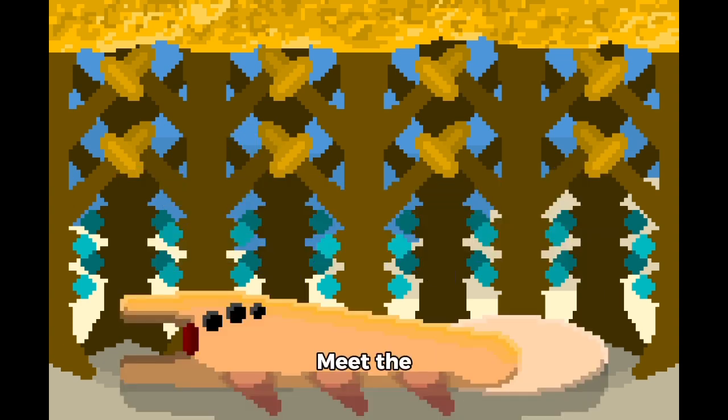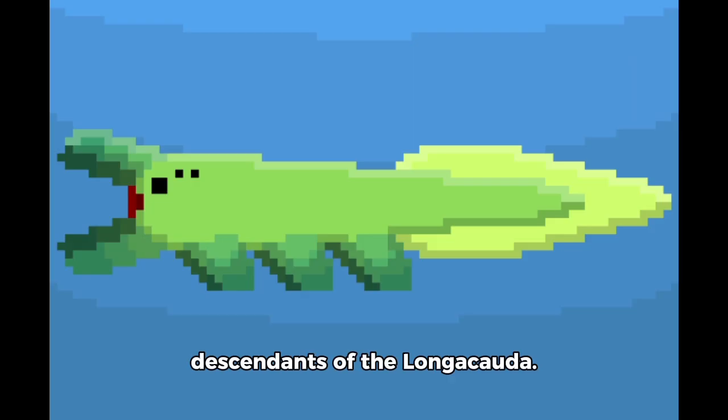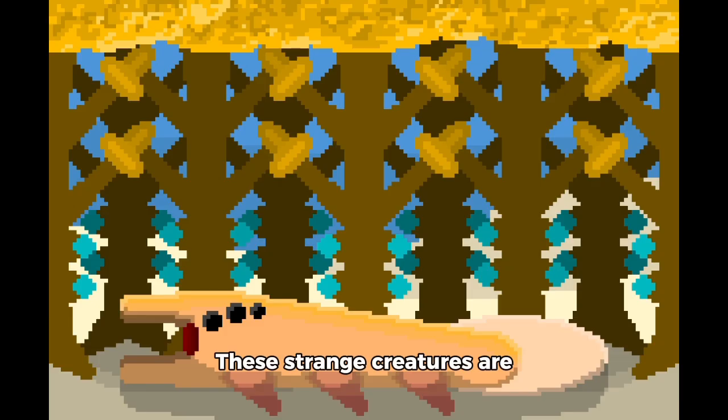Meet the Agelidanopsari, descendants of the Longacauda. These strange creatures are one of the weirdest animals in the underwater jungle. They have lost the ability to swim. Instead, their side fins have evolved into very muscular flippers, allowing them to drag their heavy bodies along the seafloor. Their tail fin is used to kick up sand, preventing predators from attacking them while they feed.